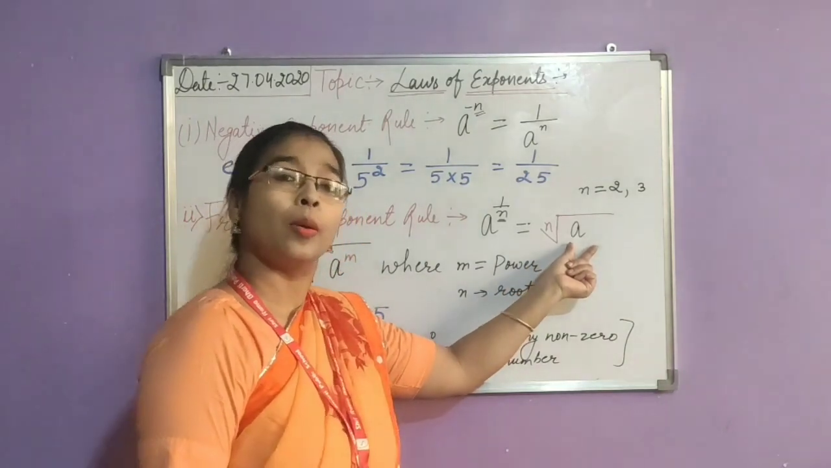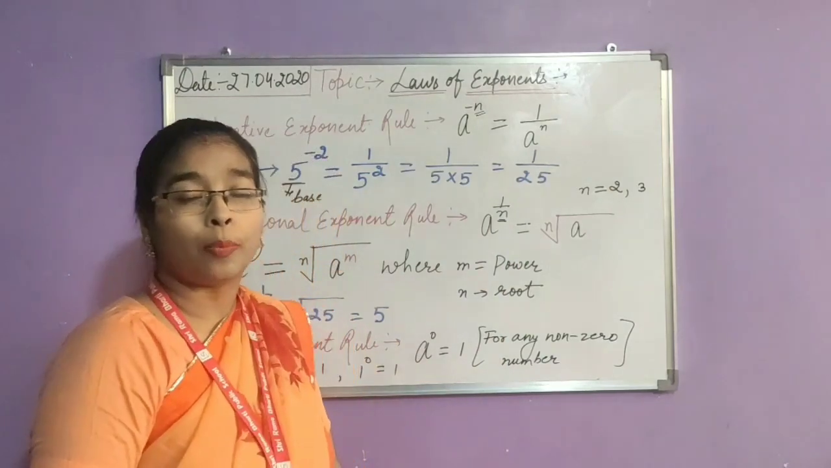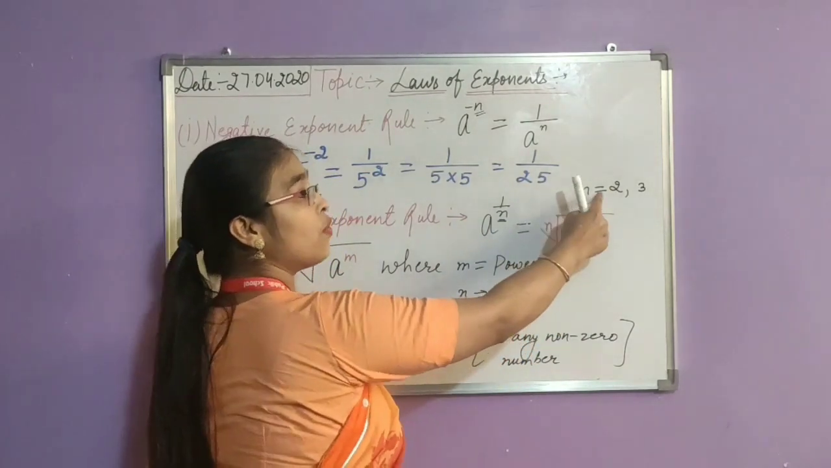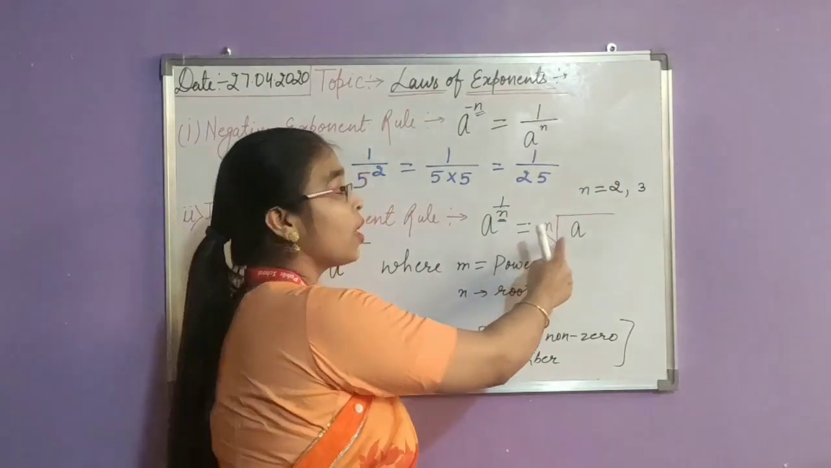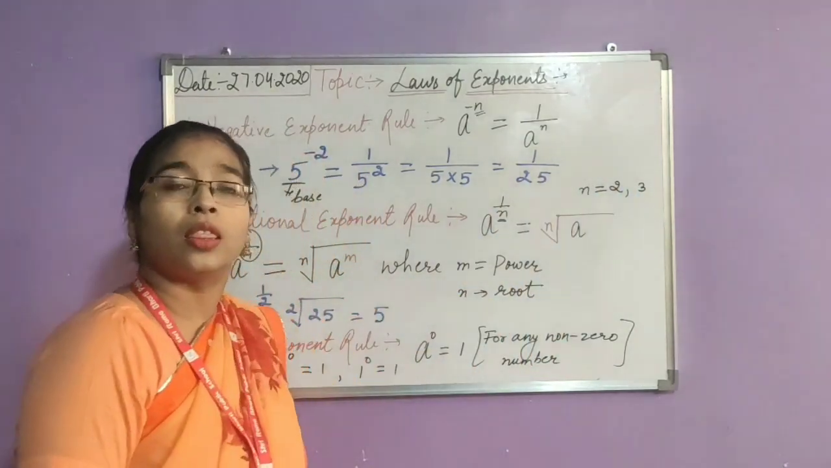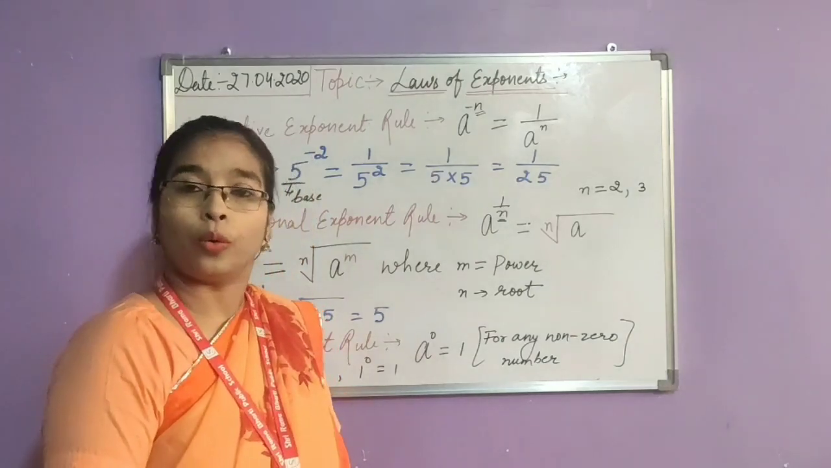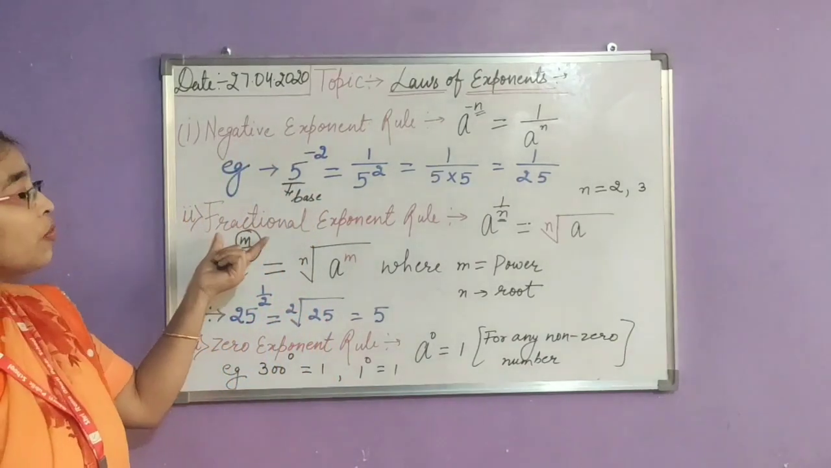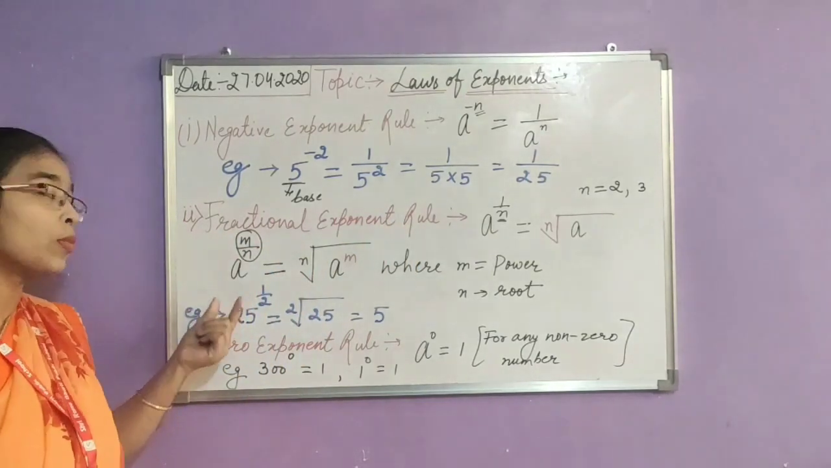A is the base. Now what does n represent here? Suppose if the value of n is 2, it will become the square root. And if we have the value of n equal to 3, then here we will have the cube root. Okay. Now we can write down the fractional exponent rule in this form also.